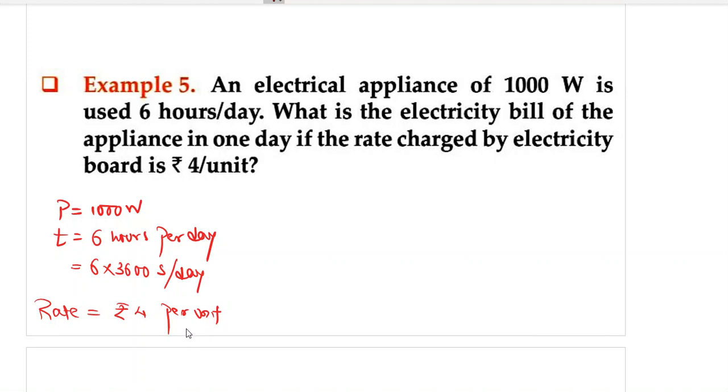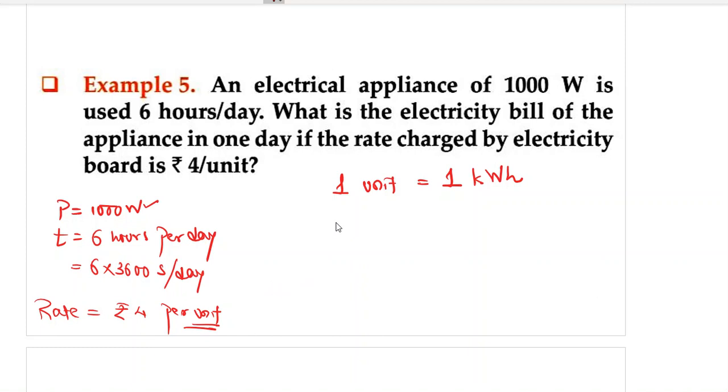Cool. Can you tell me what you mean by this word unit over here? We now know that 1 unit is equal to 1 kilowatt hour. Correct? And the rate at which electricity is sold by the electricity board to us is rupees 4 per unit. What we have to find is the electrical energy consumed by our appliance in one day in the unit of kilowatt hour. We don't have kilowatt hour here. We have power and we have time.